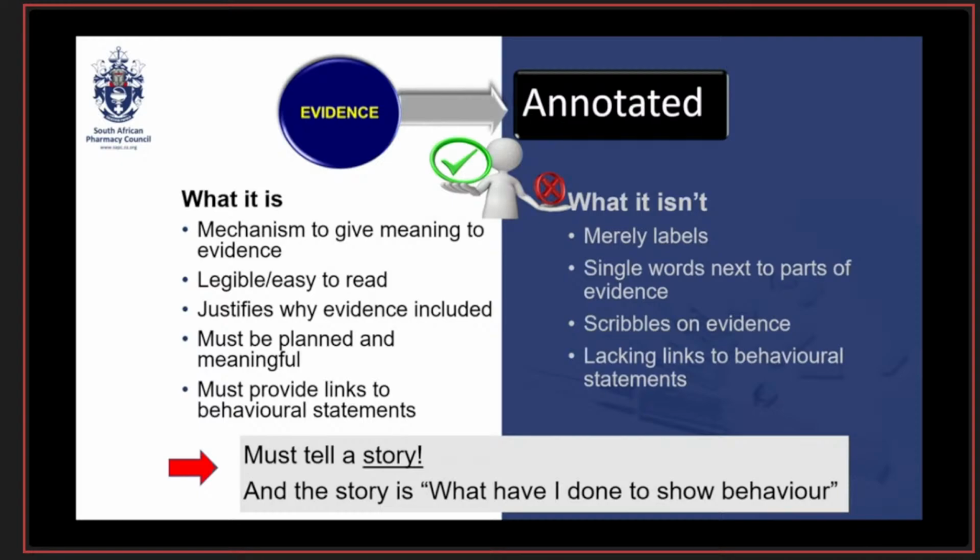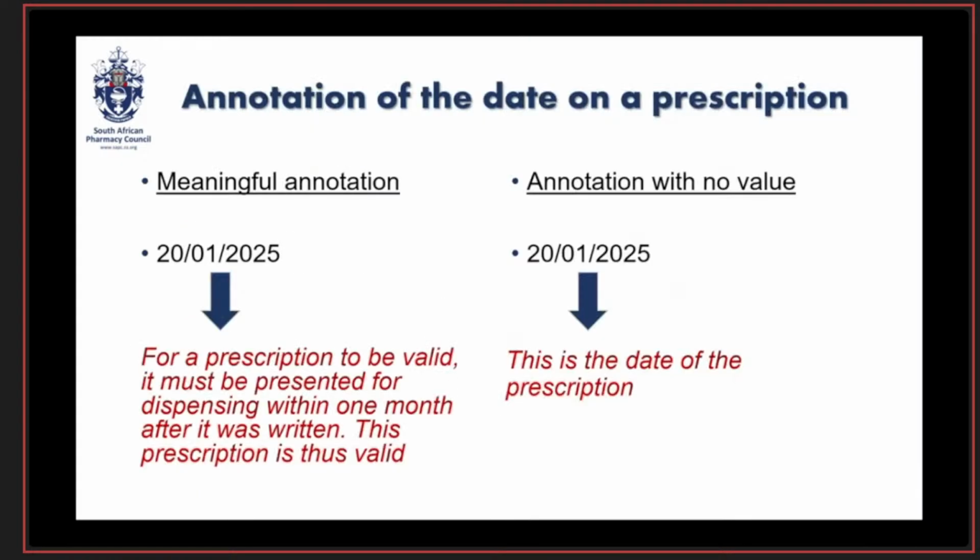So annotation isn't merely labels, it's not single words, it's not scribbles, and it should link to the behavioral statement. The evidence must tell the story of how you gained a skill, how you learned new behavior. And when we go further now with annotation, you will clearly understand what we mean about it should be meaningful and planned. Otherwise, it doesn't give any justification for the evidence.